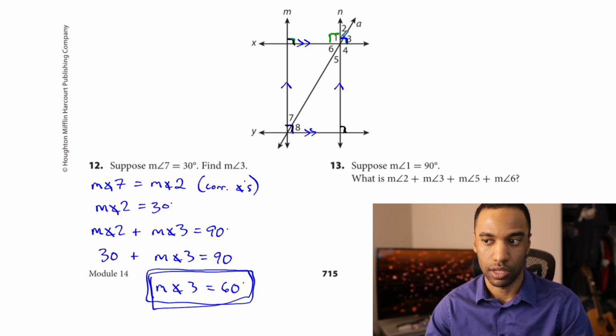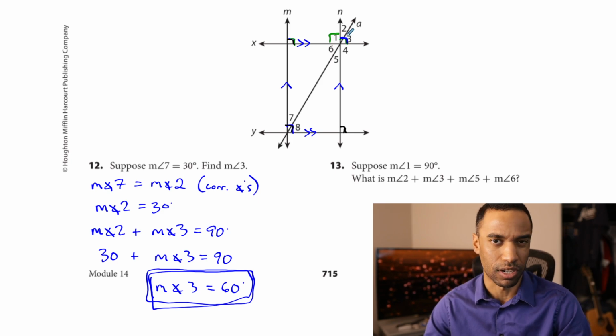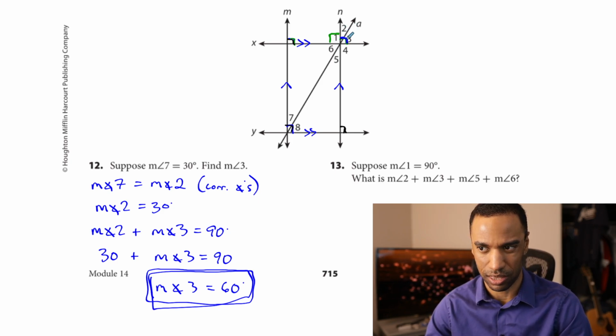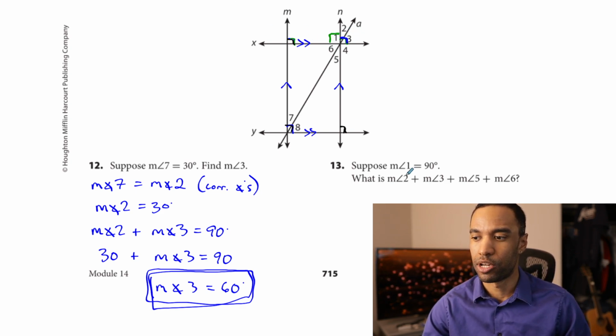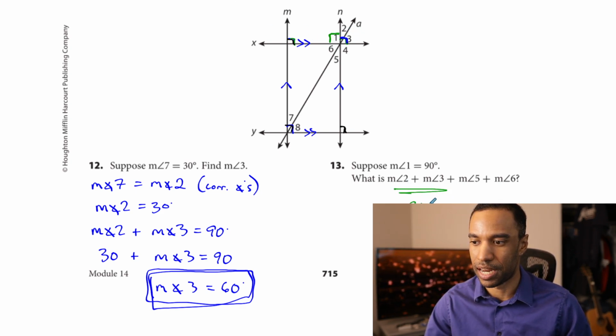So 2 and 3, you already know they're 90, but if you didn't know that information, we can use that now to say that they're 90. Because 90 plus 90 equals 180. This is a linear pair. So measure of angle 2 plus measure of angle 3 is 90 degrees.